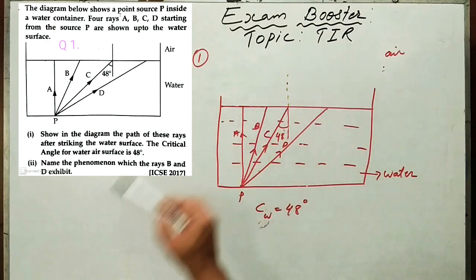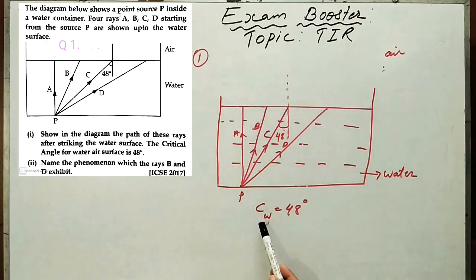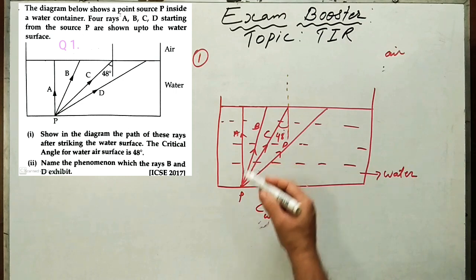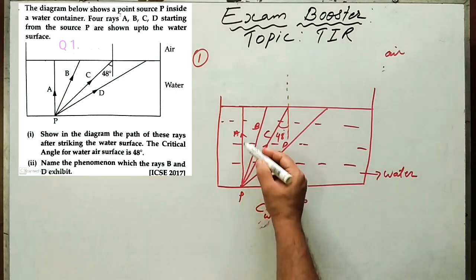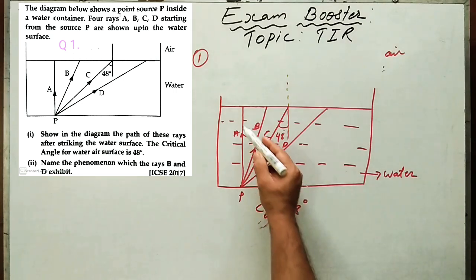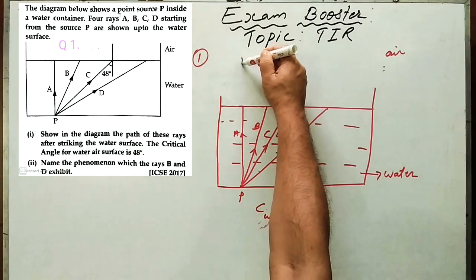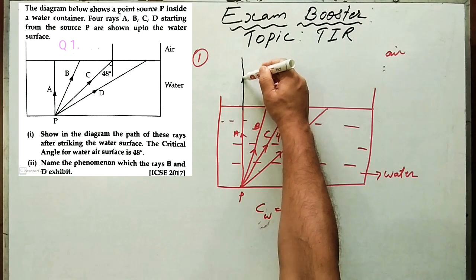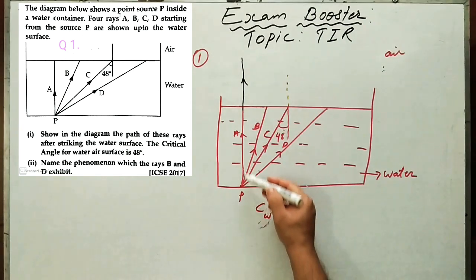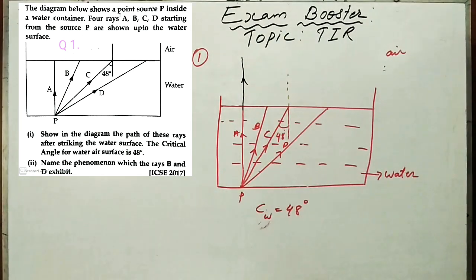The critical angle for the water-air surface is 48 degrees. It is given. So we have to complete the ray. The ray originating from point P, you can see it is striking the surface normally. As you know, when a ray of light strikes normally, it passes undeviated. So for normal incidence, it passes undeviated.